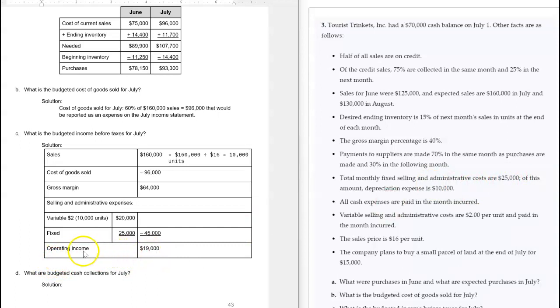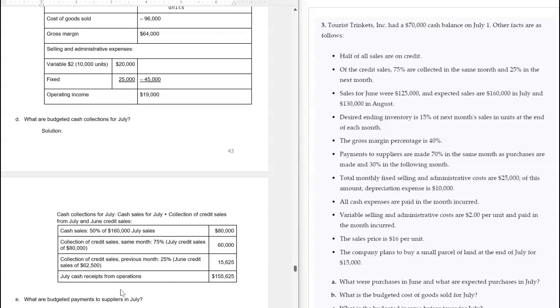So that operating income here, that is income before taxes. And on a financial statement, the tax line comes out right after operating income. I mean, you might have a couple other squirrely things in there, okay? But taxes will be toward the bottom, and then we've got income after tax.